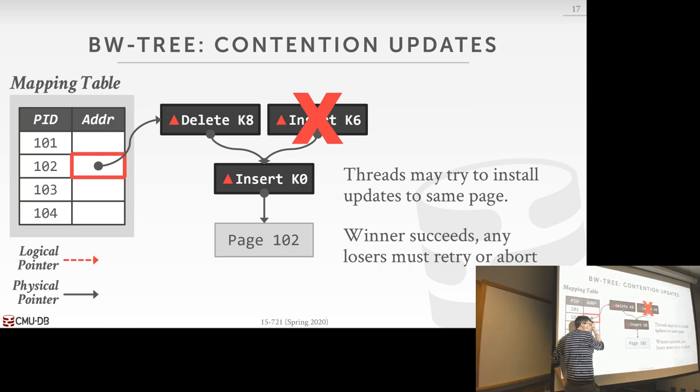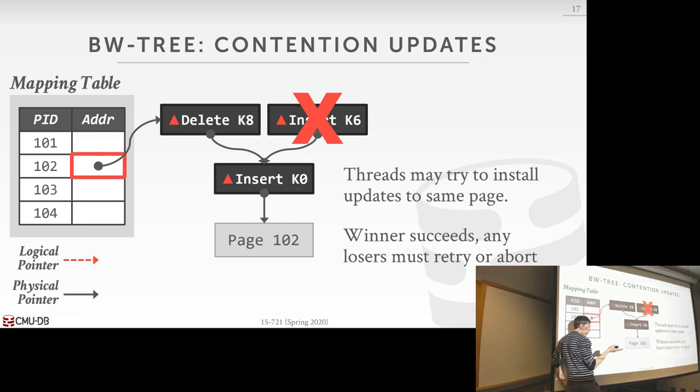But again, this thing is always going to point to whatever the head of the version chain, the delta record chain, is. You have to get that top thing and point towards your insert K6. Correct. So you have the top and you have to change that to that. I just go look and see this again. You could do it that way.